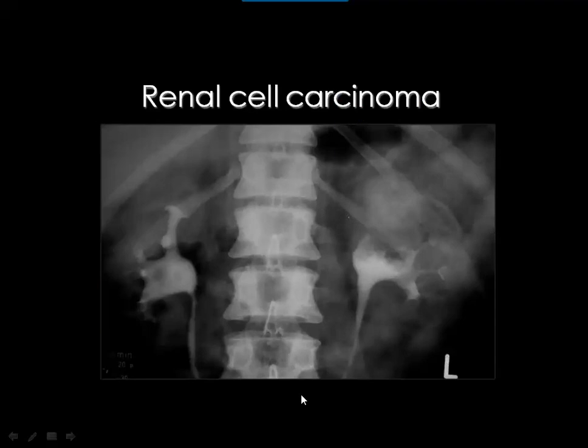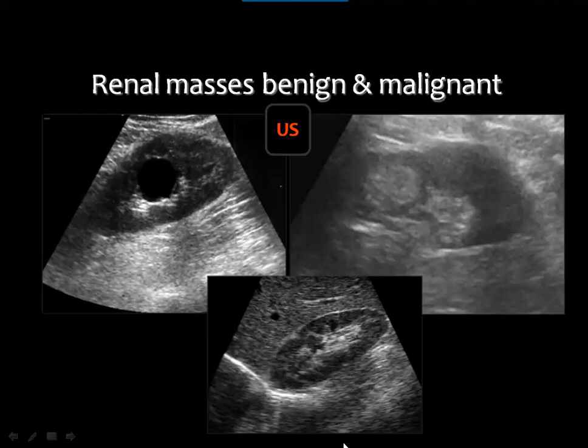Then in the era of intravenous urography, we used to diagnose renal cell carcinoma by this appearance, and here you can see that there is amputation and destruction of the upper pole calyces on the left side, while the lower pole calyces are intact with preserved calyceal cupping, and the right kidney is good.